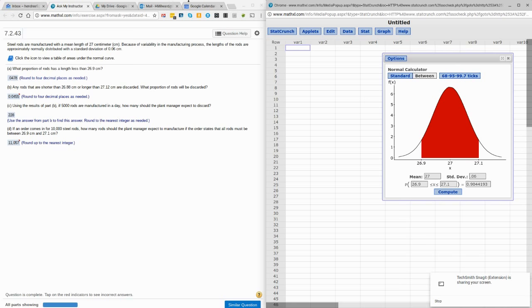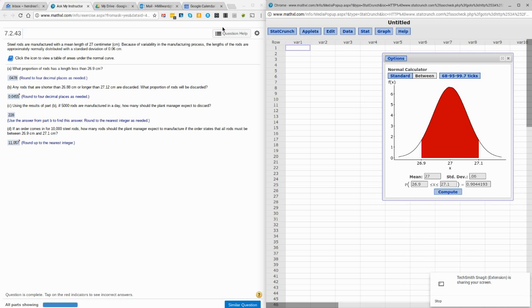And really, we have to make more than 10,000, right? If we made 10,000, we're only going to get 90% of those, like 9,000, that meet our specifications. So we actually have to make more than we need for the order to make sure that we get 10,000 within that range from 26.9 to 27.1.